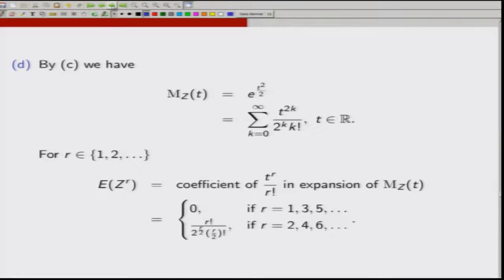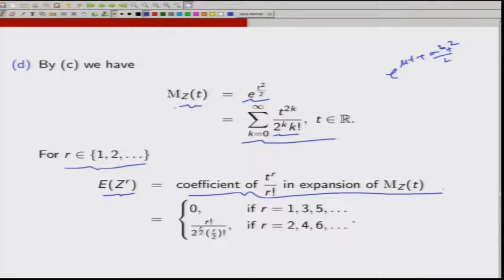Now let's see what the moment generating function of normal(0, 1) is. So M_Z(t). Normal(mu, sigma square) has e to power mu t plus sigma square t square by 2. Sigma is 1, mu is 0, so it becomes e to power t square by 2. I expand it. This becomes summation k equal to 0 to infinity of t to power 2k divided by 2 to the power k factorial k, for t belonging to R. Let us see for r belonging to 1 and so on, the expected value of Z to power r is nothing but the coefficient of t to power r by factorial r in the expansion of M_Z(t). So note that all odd powers of t are not there, which means their coefficient would be 0. So if r is 1, 3, 5, and so on, the expected value of Z to power r is 0. If r is 2, 4, 6, and so on, then for the coefficient of t to power r, I put 2k as r, so k is r by 2. So I have to divide by factorial 2k, then multiply by factorial 2k, that is how factorial r comes. It is factorial r divided by 2 to the power r by 2 times factorial r by 2. So this is what the expected value of Z to power r turns out to be.